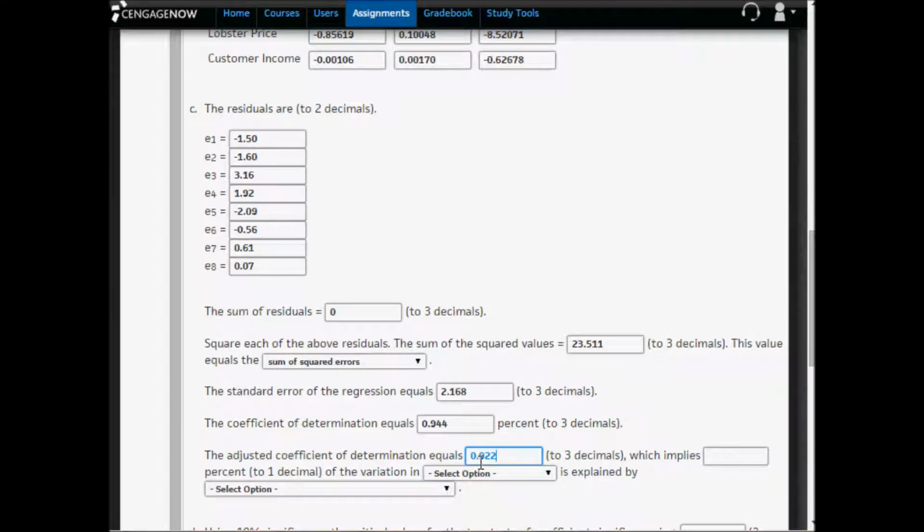Okay. Now, in multiple regression, you interpret the adjusted coefficient of determination. In simple regression, you interpret the coefficient of determination. So we're going to use this number here to interpret how well the data is fitting the model. So we're going to multiply this by 100.